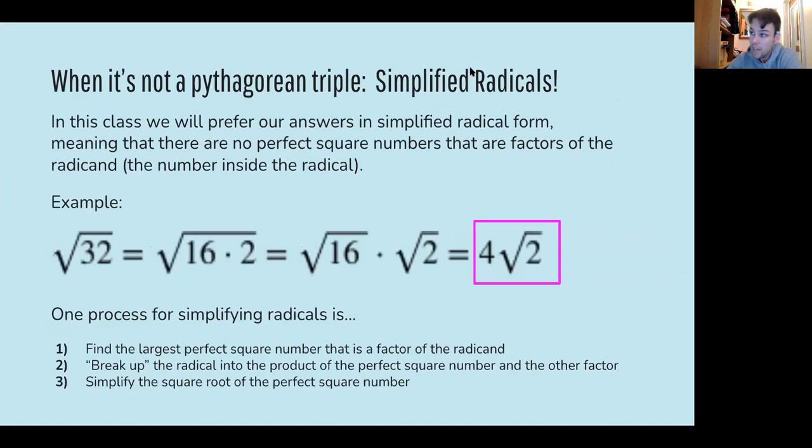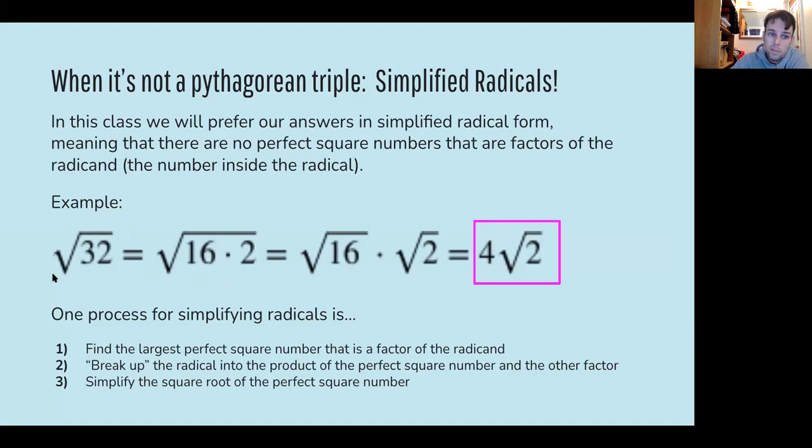Well, when we don't have a Pythagorean triple, we're going to have to be simplifying radicals. Simplified radicals are something that we do to get our answer in a consistent form. What we mean by simplified radical form is that there are no more perfect squares that are a factor of the radicand. The radicand is the number that's inside the radical. So here's an example of this process.